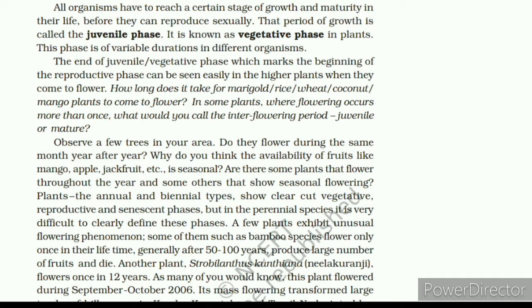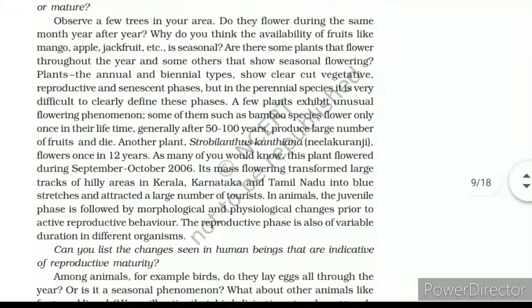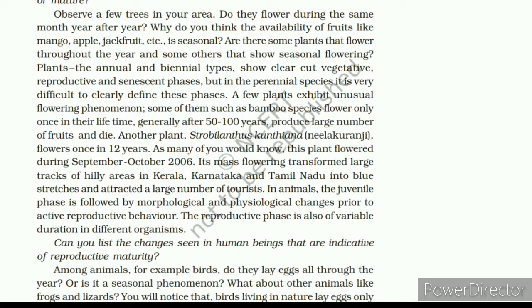How long does it take for a marigold, rice or wheat or coconut or mango plants to come to flower? In some plants where flowering occurs more than once, what would you call the interflowering period? Juvenile or mature? Observe a few trees in your area. Do they flower during the same month, year after year?